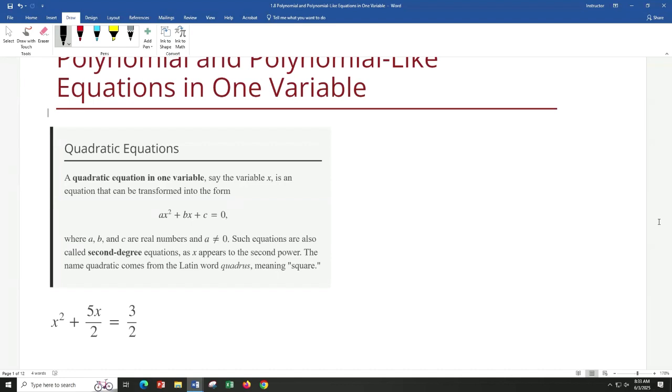Where a, b, and c are real numbers and a cannot equal zero, because if a ends up equaling zero, look, it just turns into a linear equation. Such equations are also called second degree equations, as x appears to the second power. The name quadratic comes from the Latin word quadrus, meaning square.